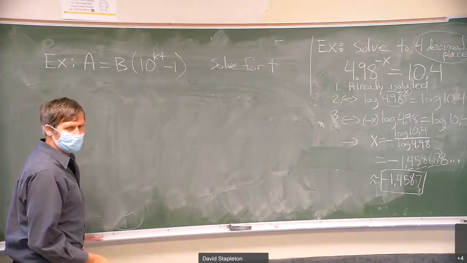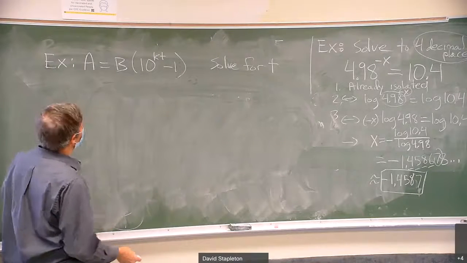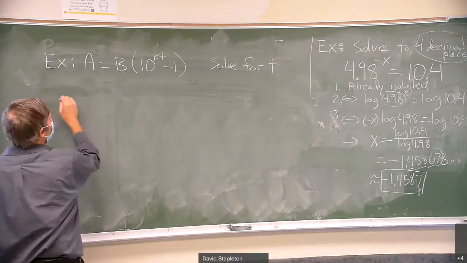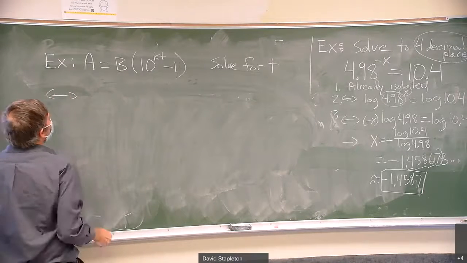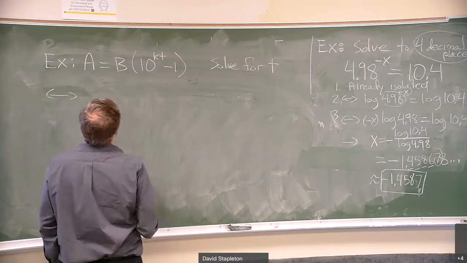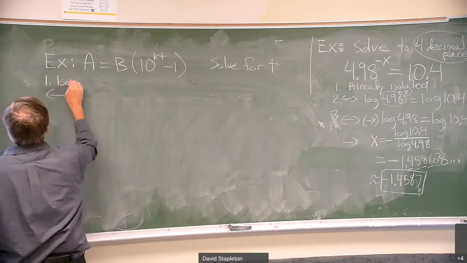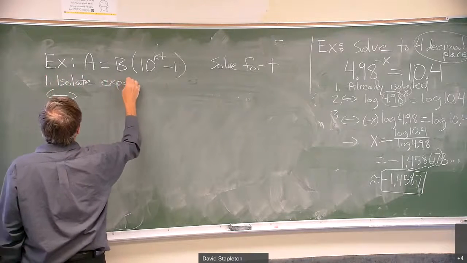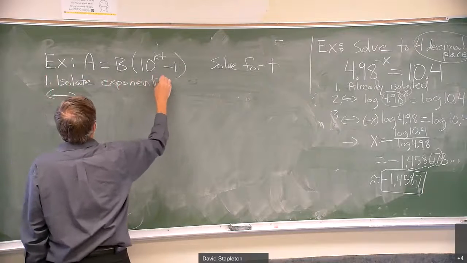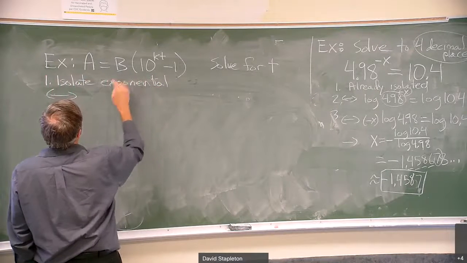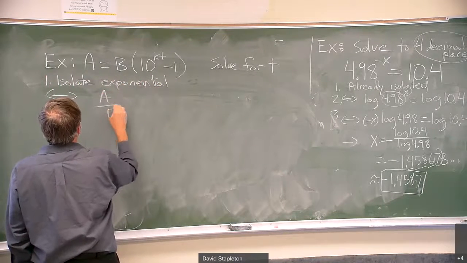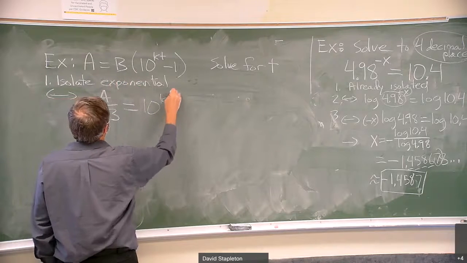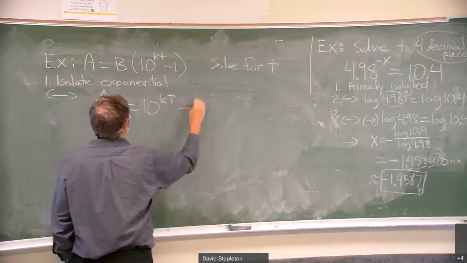Anything more than a 3-step method is different. Anyway, we can do 1, 2, and 3, right? So what do we do to do this? Step 1, we isolate the exponential that contains T. I'll do that by dividing by B and get A over B. Left side divided by B is the right side divided by B: 10 to the KT minus 1, right?